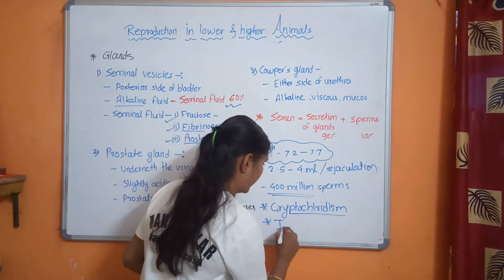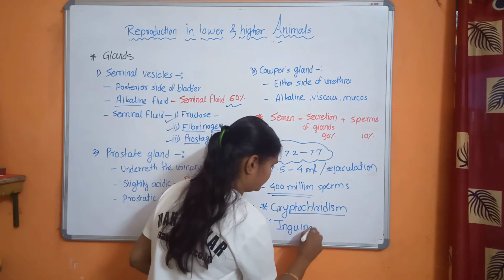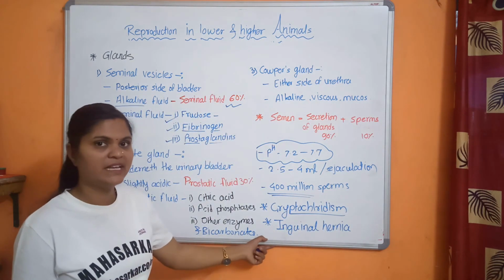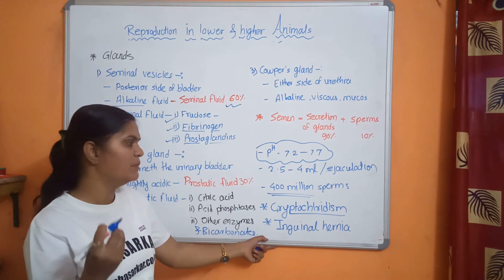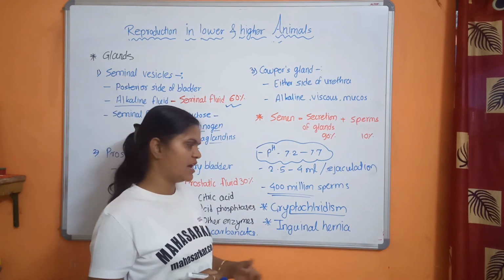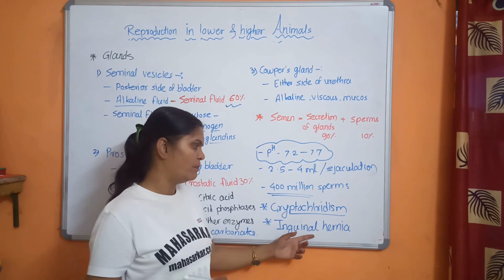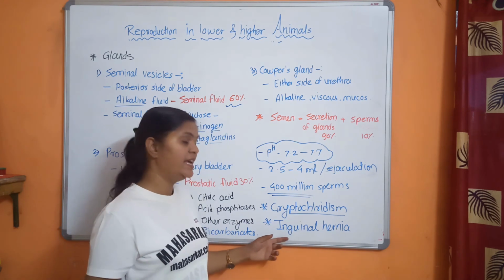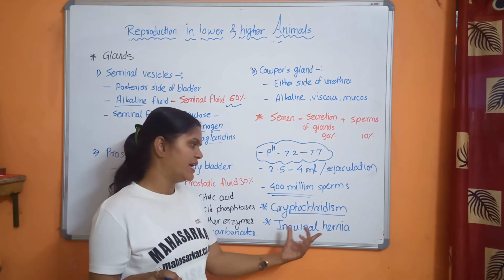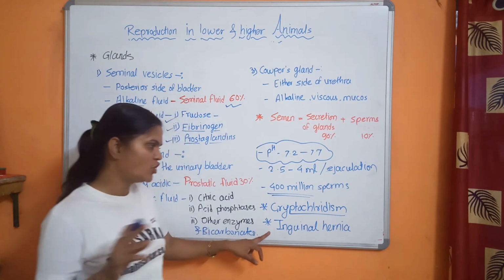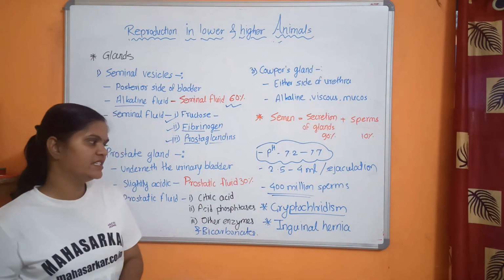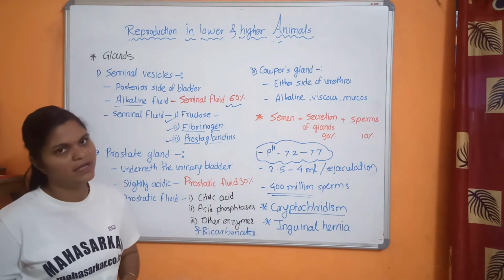Then inguinal hernia. Sometimes intestinal loops enter into the inguinal canal, and such a condition is called inguinal hernia. So part of the intestine enters into the inguinal canal, near the testis part. This is called inguinal hernia. So these two conditions are inguinal hernia and cryptorchidism.